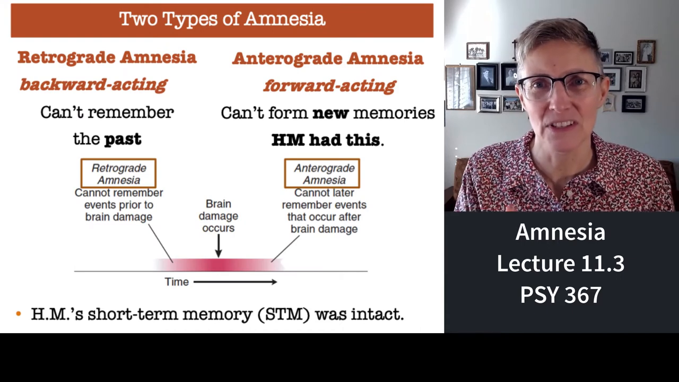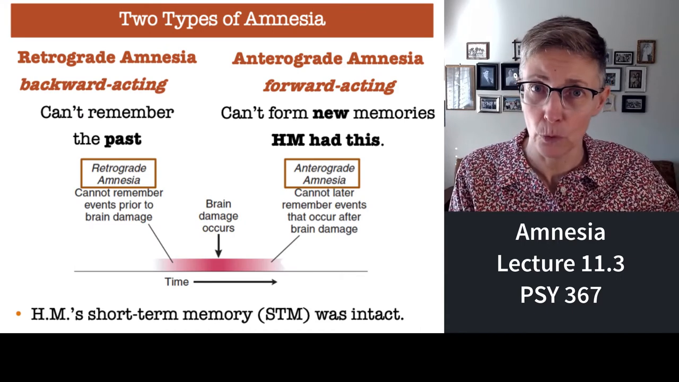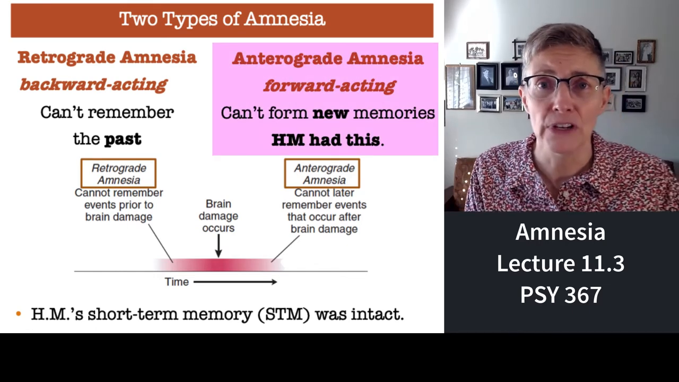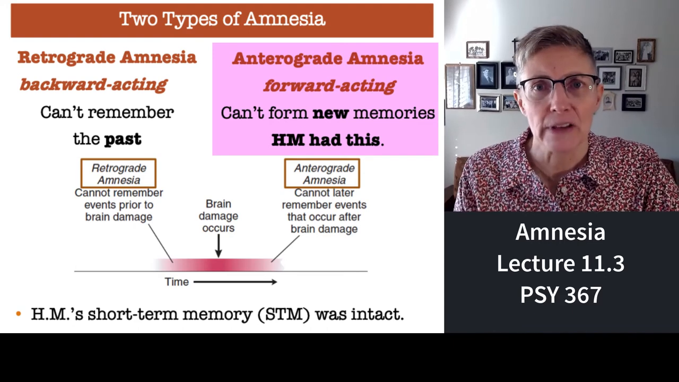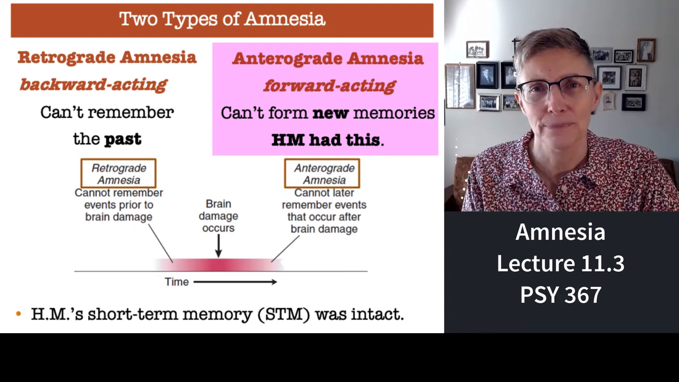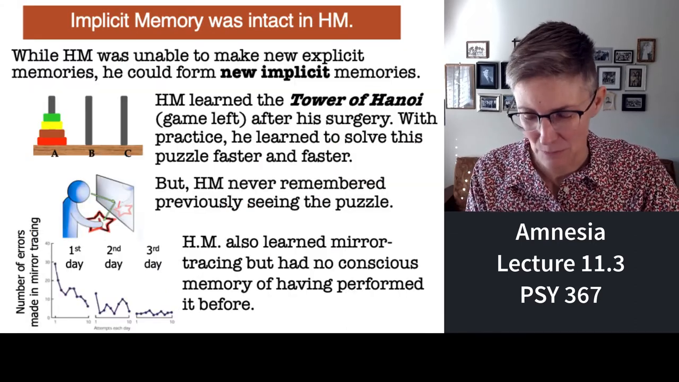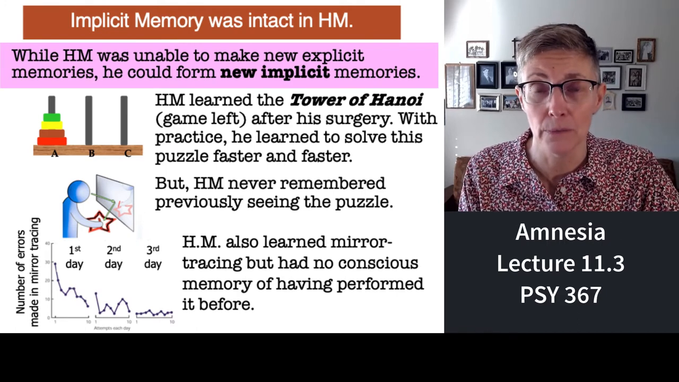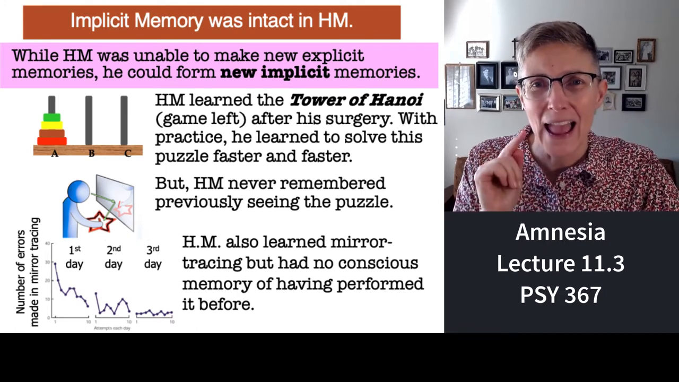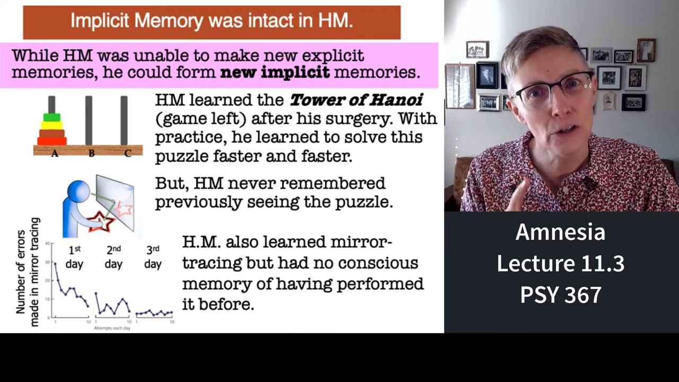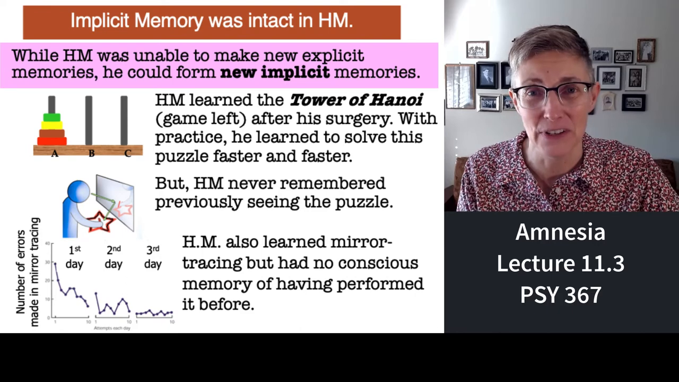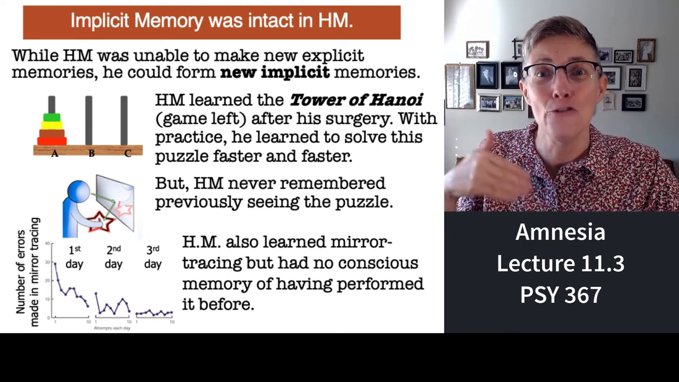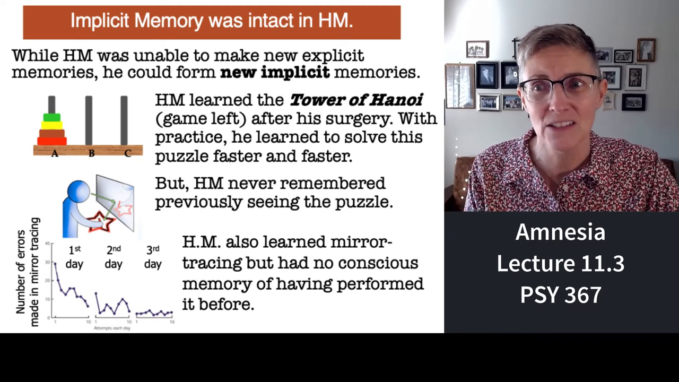So Henry Molaison could remember events from his life from before surgery, but could not remember aspects of his life that occurred after surgery. Except there's an interesting complication. It turns out that what patient HM could not form is new explicit memories. He could form new implicit memories, but implicit means you're not consciously aware of it. So he didn't know he had formed these new memories, but he still could.